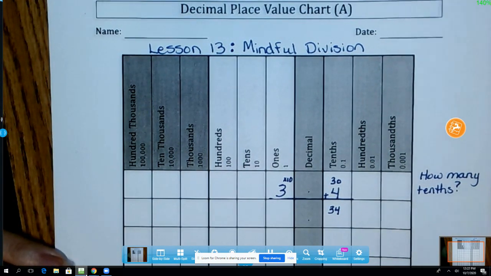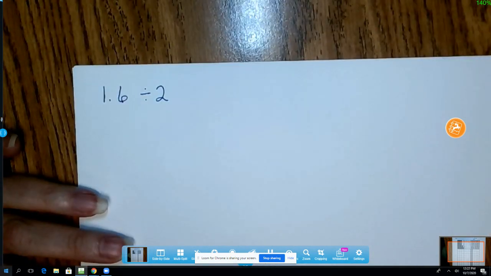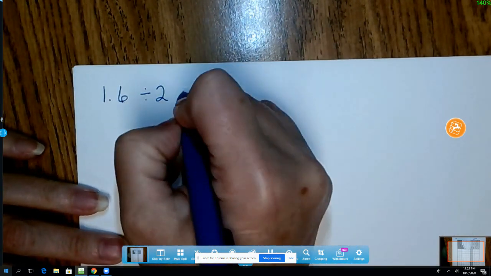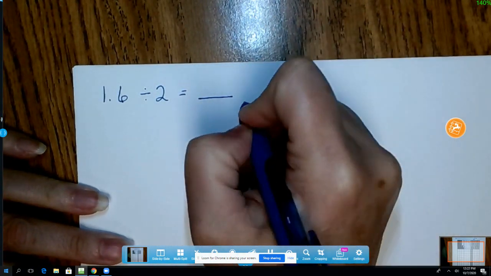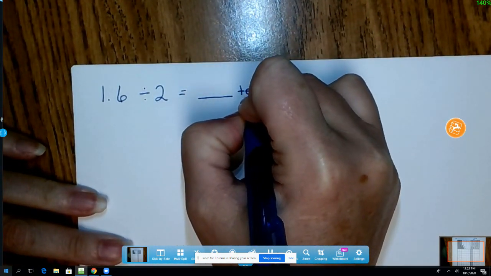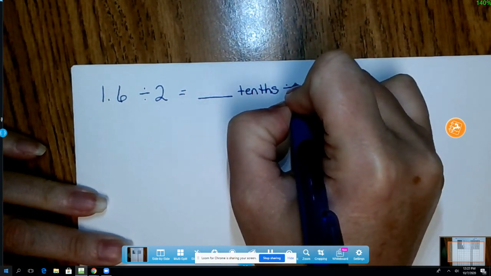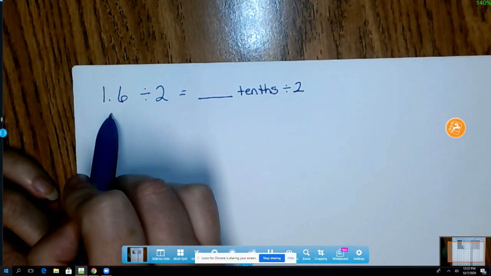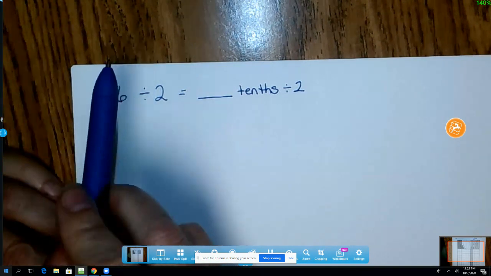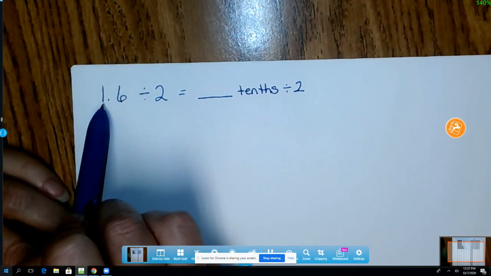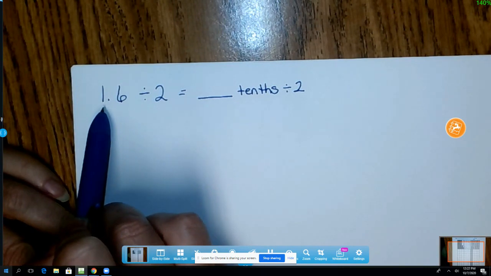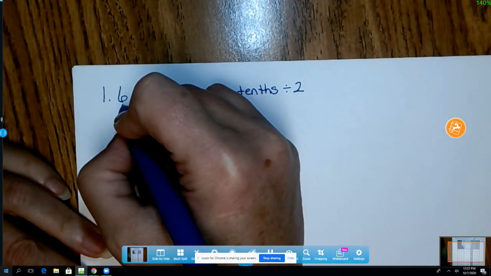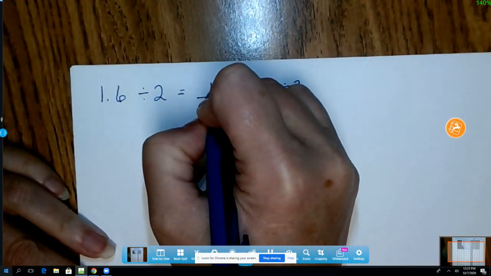So now let's take a look at a problem. My problem is 1 6/10 divided by 2. And I need to know first how many tenths are in that 1 6/10. So just like I did with the 3.4, I am going to find out how many tenths are in 1 6/10. Well, I know in the ones place that is 10 times bigger than the tenths place. So that 1 would be times 10 plus the 6 that I already have, so that would be 16 tenths.